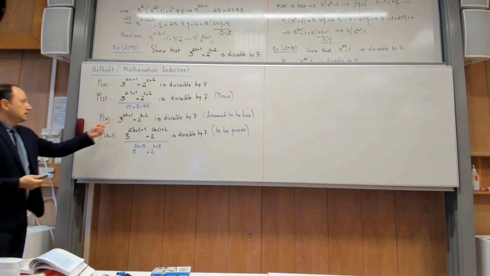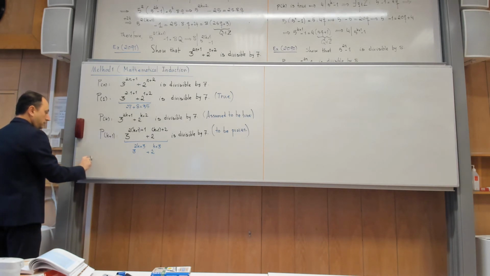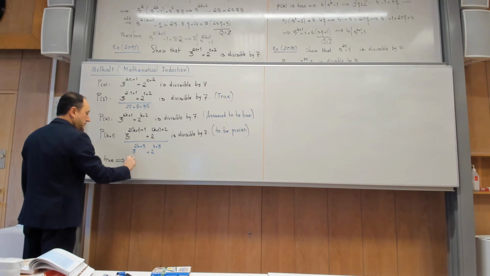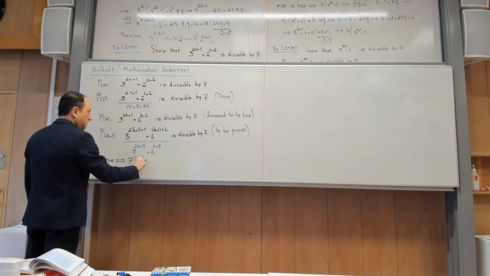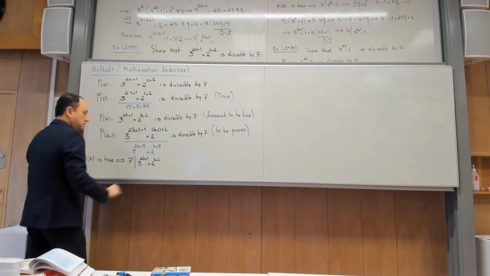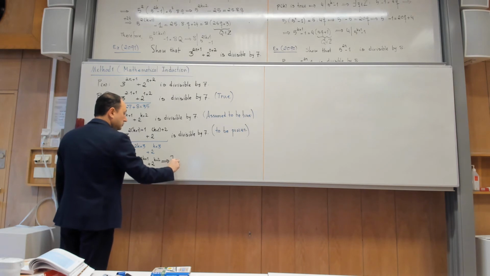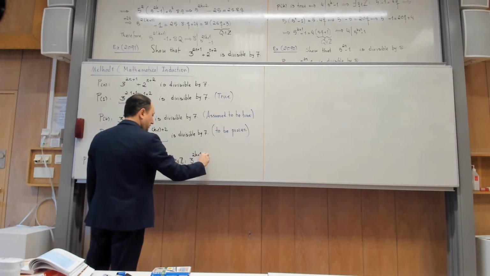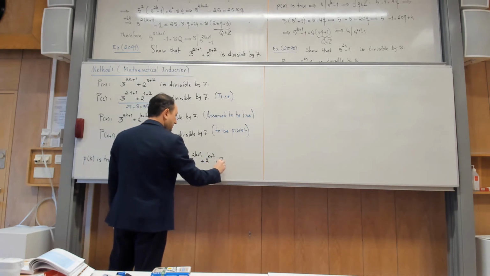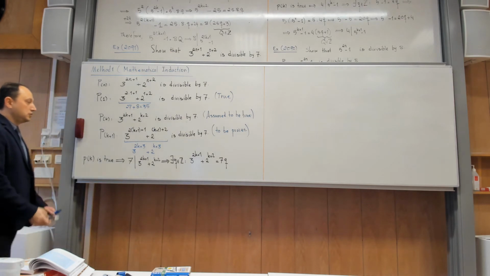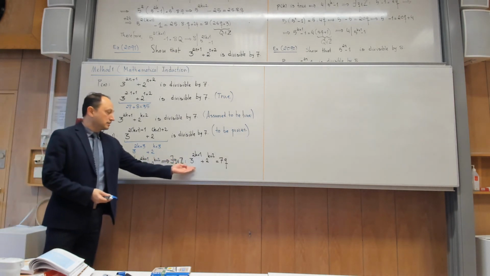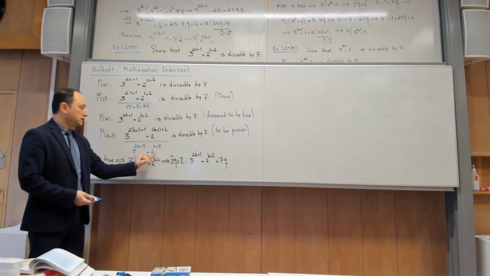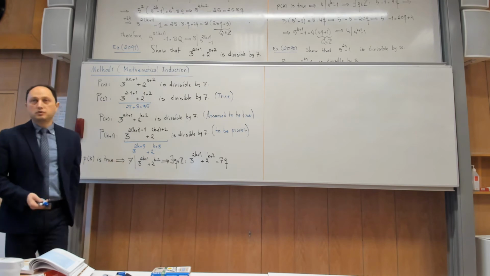But again, the story is the same. I start from this one. I assume that P of k is true. If I translate this into mathematical symbols, I would write it as 7 divides 3 to the power of 2k plus 1 plus 2 to the power of k plus 2. This means that there exists an integer q so that 3 to the power of 2k plus 1 plus 2 to the power of k plus 2 is 7 times q. This is now something in your hand. You have to somehow use this fact, which is assumed to be true, to show that this expression, which is slightly different from what you have right now, is also divisible by 7.